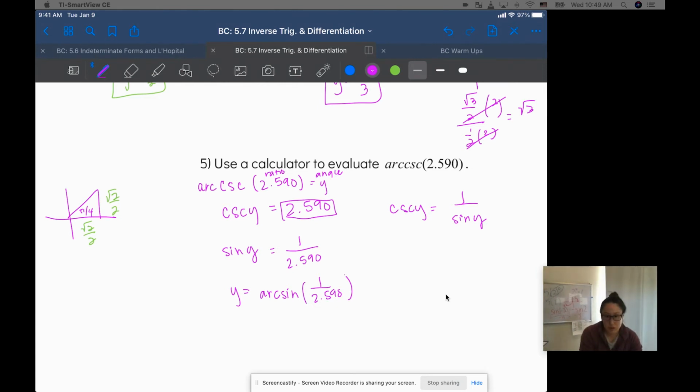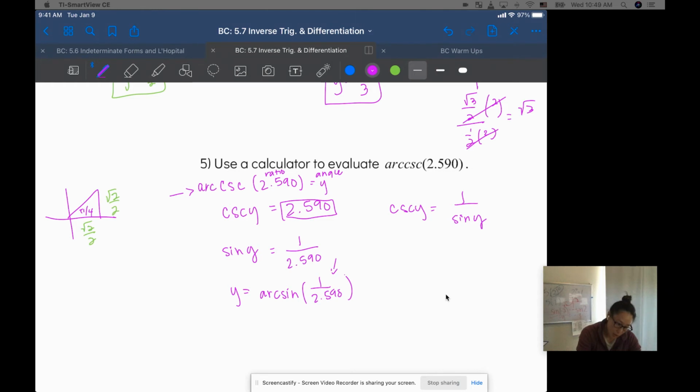So the moral of the story is when I plug this into my calculator, when I'm evaluating arc cosecant, I am going to use arc sine because they're reciprocals, but I also have to reciprocate the ratio because, reciprocals.